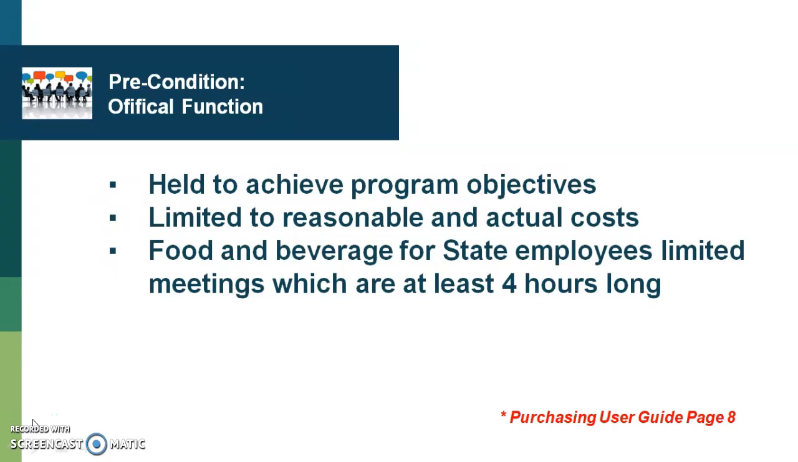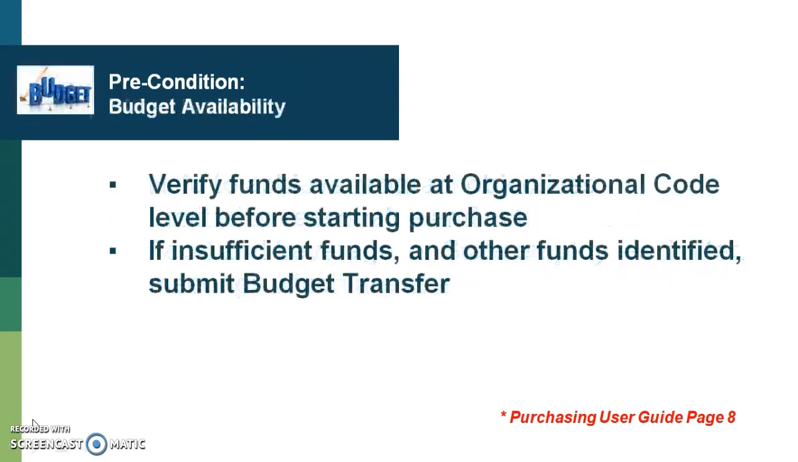Preconditions on official functions. They're held to achieve a certain program objective. They're limited to reasonable and actual cost. A great example would be the in-service that we just did this last year in Loveland. Food and beverage for state employees, if they're in attendance. If they're consuming, we ask that that may be a minimum of 4 hours. And that's state fiscal rules.